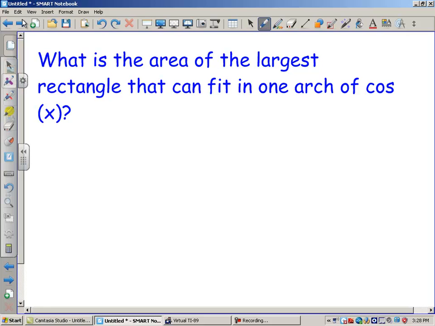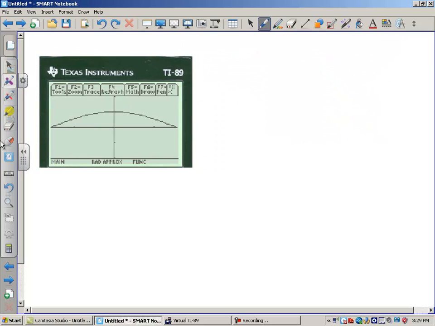What is the area of the largest rectangle that can fit in one arch of cosine x? Largest. I am trying to optimize, or make something as large as possible. Let's go take a look at this picture. I've got one arch of cosine. I just decided to pick the one that's symmetric across the y-axis, and I'm going to pick some point in here, and I'm going to make a rectangle through there. And I want to figure out how big of a rectangle can I put in there.